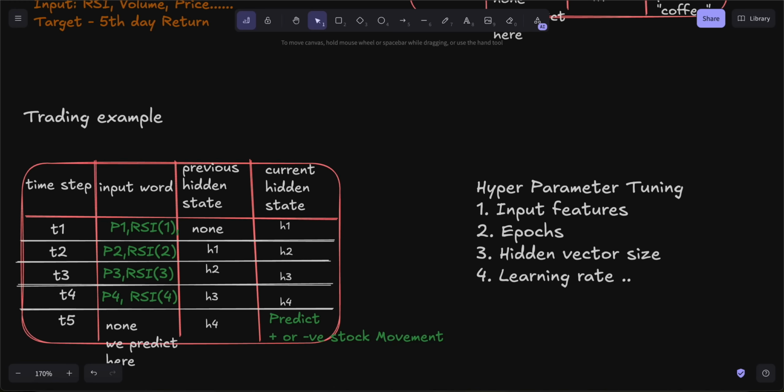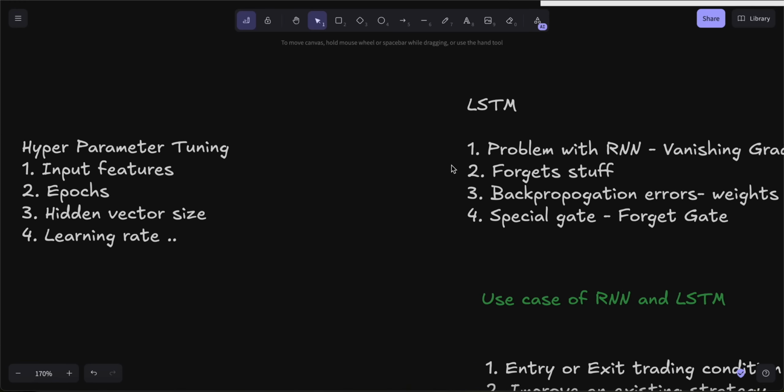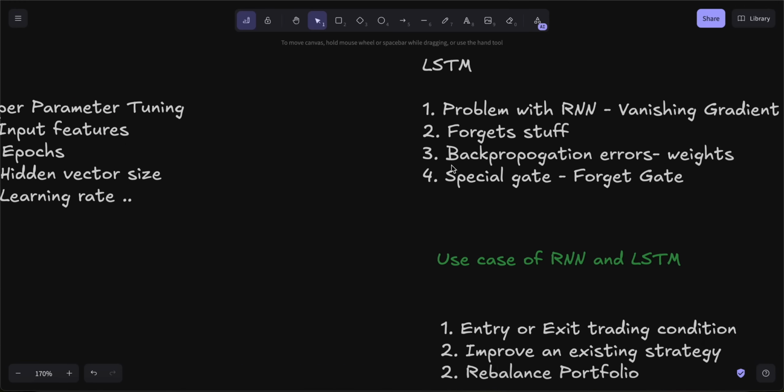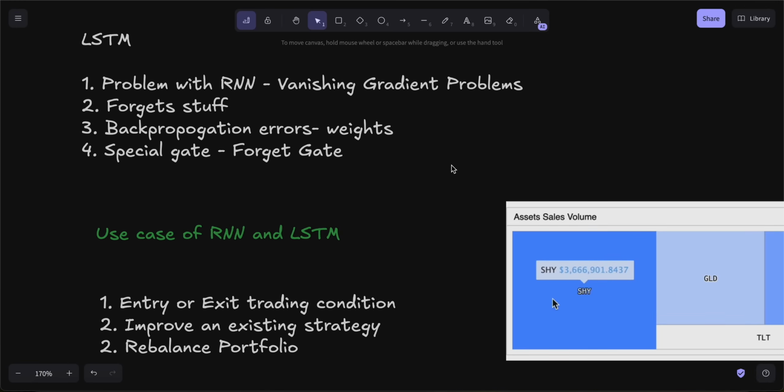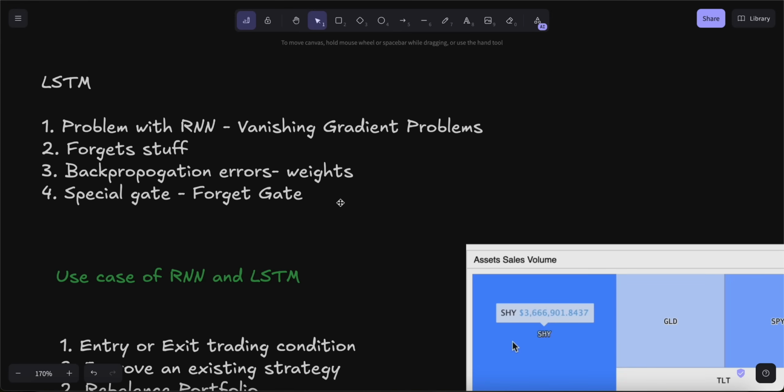Coming back to this lecture, one of the advantages of neural networks is that we can apply them anywhere. Imagine you have a strategy which is performing well. You can make it perform even better or reduce the drawdowns using neural networks. Going back to the recurrent neural network, the RNN has a fundamental problem, and that is the vanishing gradient problem. It tends to forget stuff that is in the past.